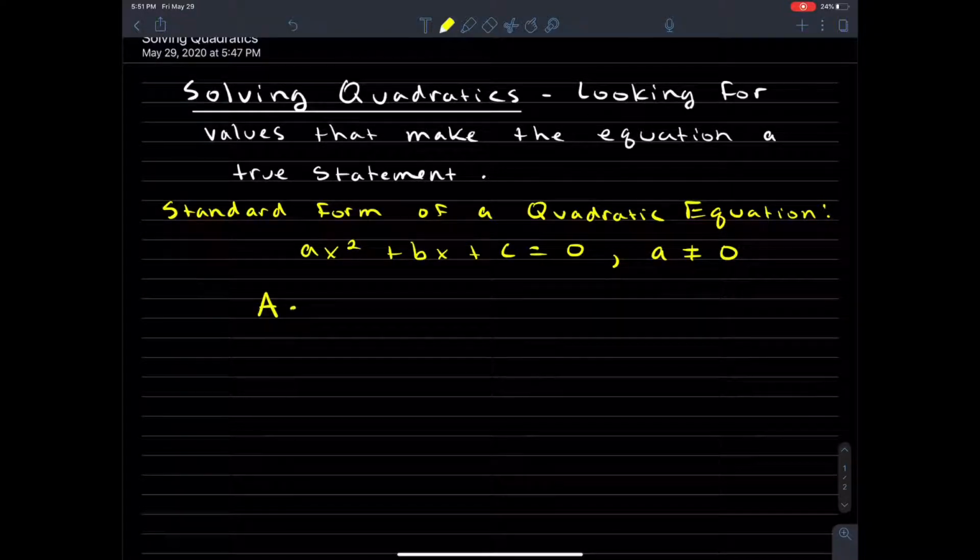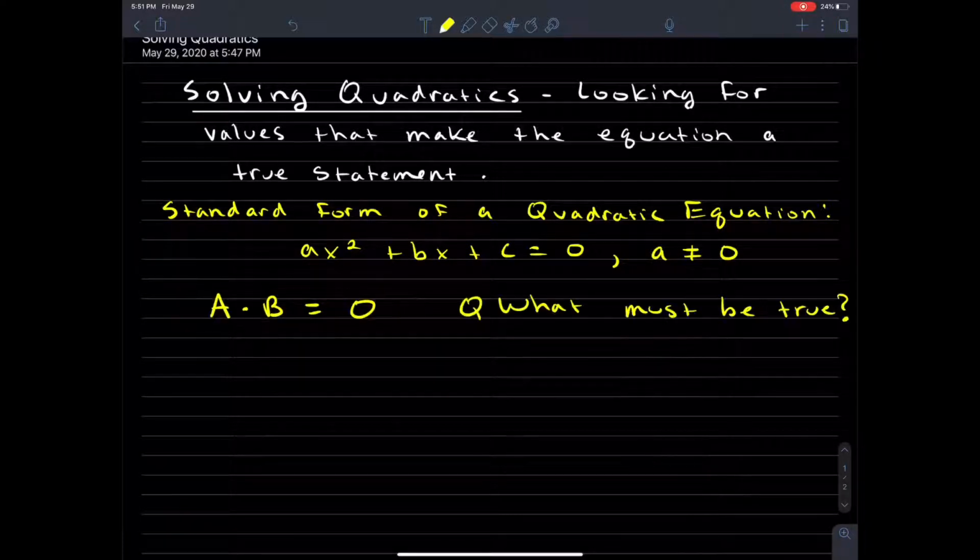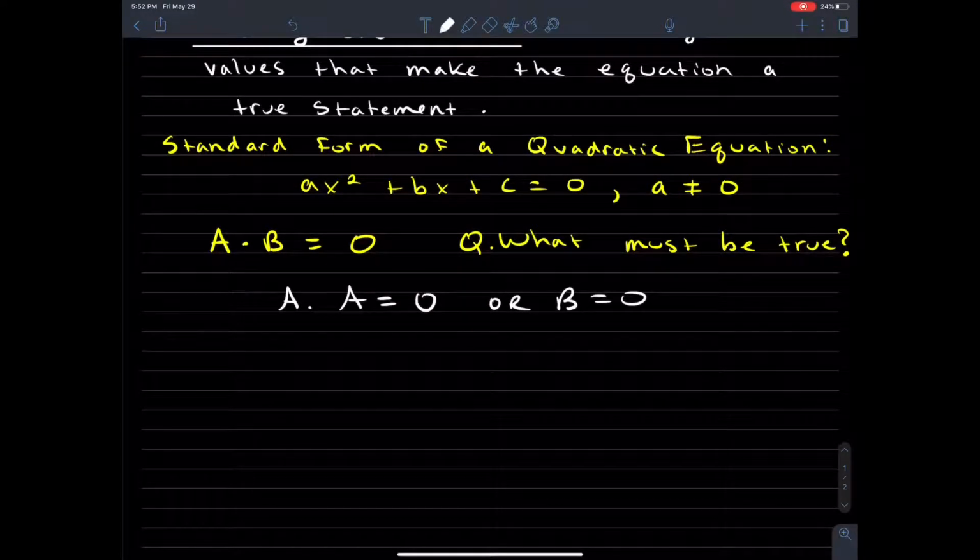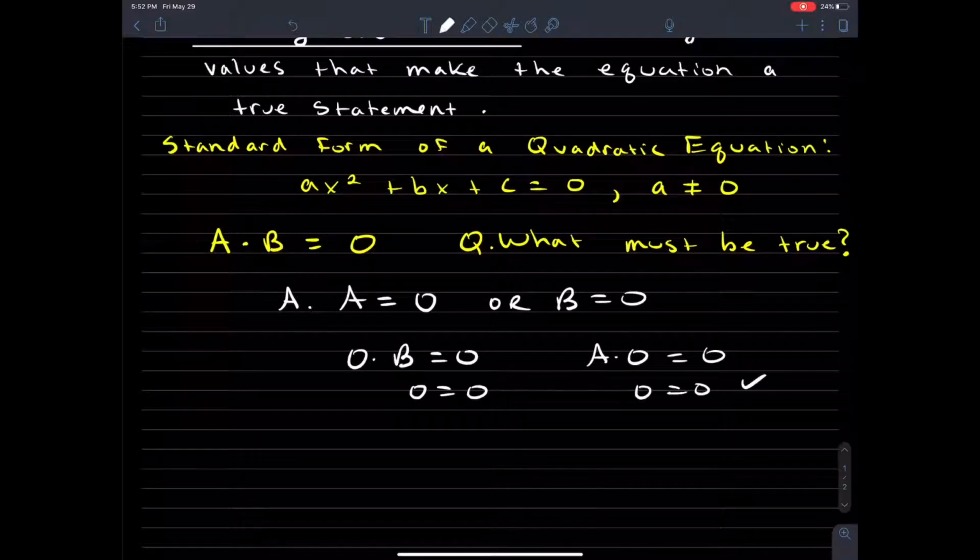So I just want to start off with the 0 property. If I have a times b, if I have a product, and that product is equal to 0, what must be true? Yeah, a equals 0 or b equals 0. And we can check that really quick. We can have 0 times b, and that's equal to 0 because of the 0 property. Or we can have a times 0, if b is equal to 0, equals 0. So they both result in a true statement when plugged in.